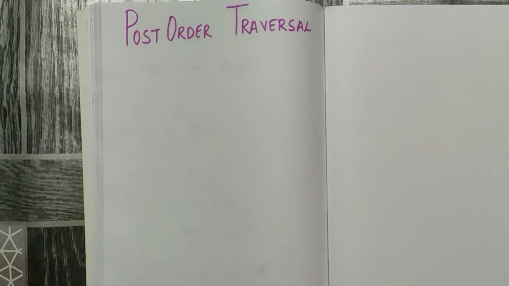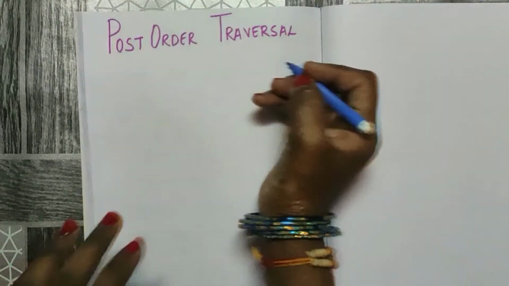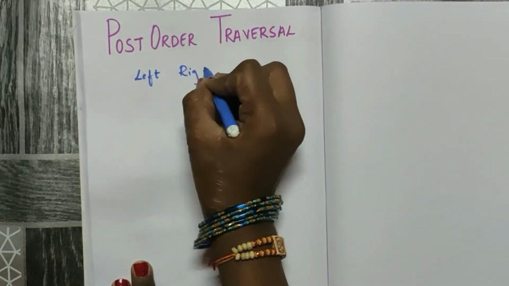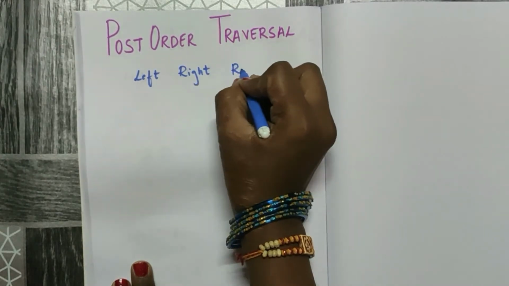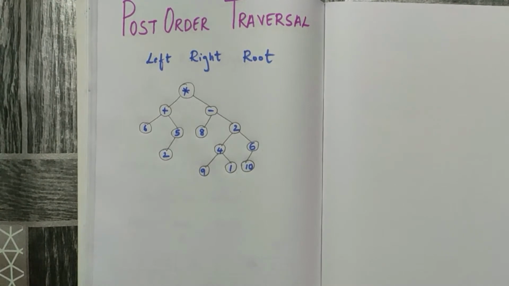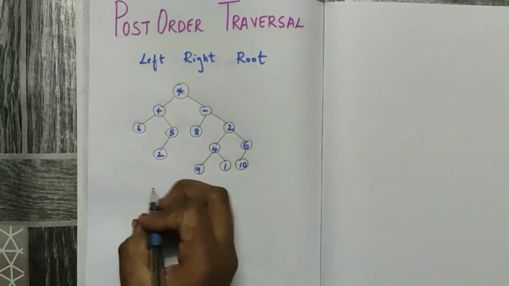So now what is the structure of the post-order traversal? The structure is left, right and root. So this is the diagram we are provided with. We will solve this in both methods, that is the direct method and the substitution method. First, let us start with the direct method.